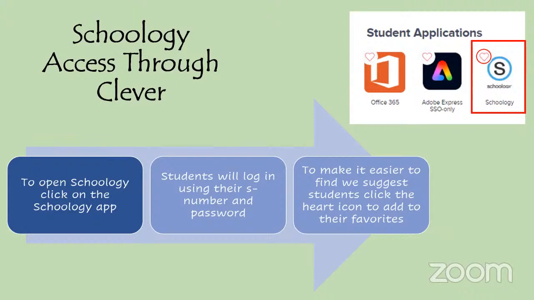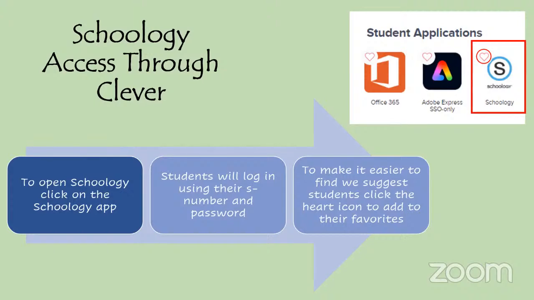Let's start by talking about what Schoology will look like for your child. Remember, Schoology is available for students in grades 5 through 12 in St. Johns County schools. Students will access Schoology through Clever. Once your child is logged into Clever, they will click on the Schoology app. The first time they use Schoology, they will need to sign in with their S number and password. After that, whenever they click on the Schoology app in Clever, it will automatically log them in.